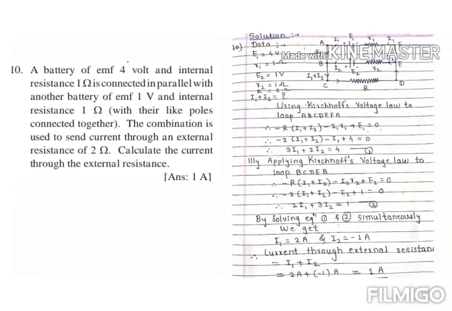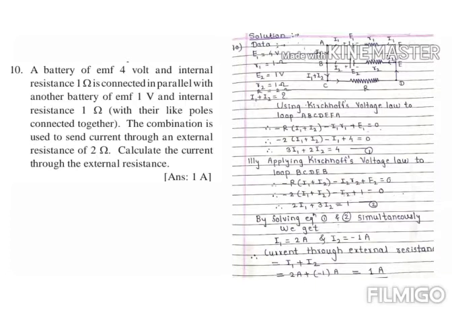Similarly, applying Kirchhoff's voltage law to loop B, C, D, E, B, we may write the equation minus R inside the bracket I1 plus I2 bracket closed minus I2 R2 plus E2 is equal to 0. Substituting the values, we may write minus 2 inside the bracket I1 plus I2 minus I2 plus 1 is equal to 0. Therefore, 2I1 plus 3I2 is equal to 1, equation 2. These two are simultaneous equations.